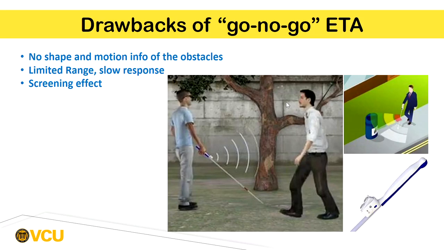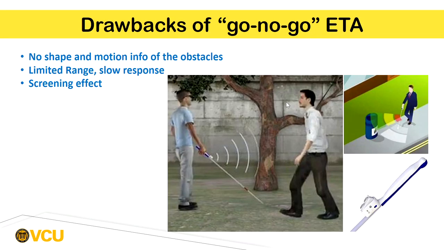Second, it has a limited range, and its slow response may not be suitable for faster walkers. And the third one is that its operating wavelength will interfere with normal sound. In this way, it may create some masking effects that can impair the user's hearing ability.